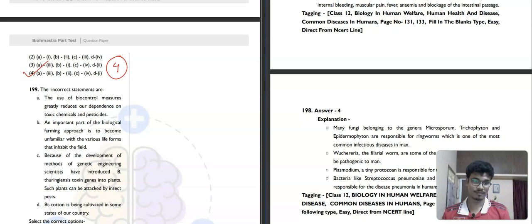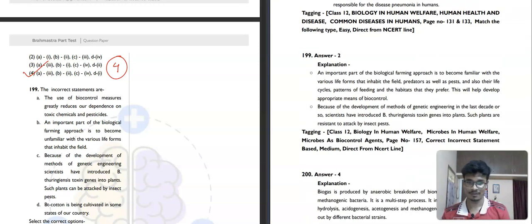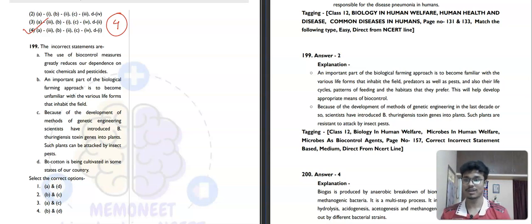Then question number 199. We are about to end this discussion. The incorrect statements are, okay: the use of biocontrol measures greatly reduces our dependence on toxic chemicals and pesticides. Biocontrol measures, so it is a correct one. Then an important part of the biological farming approach is to become unfamiliar with the various life forms that inhabit the field. No, we have to be familiar with the different kinds of life forms. Then it is saying the incorrect. Okay. Because of the development of methods of genetic engineering, scientists have introduced Bacillus thuringiensis toxin genes into plants. Such plants can be attacked by insect pests. This cannot be attacked by insect pests. Okay, resistant to the attack. BT cotton is being cultivated in some states of our country. This is the correct one. The incorrect statements are B and C.